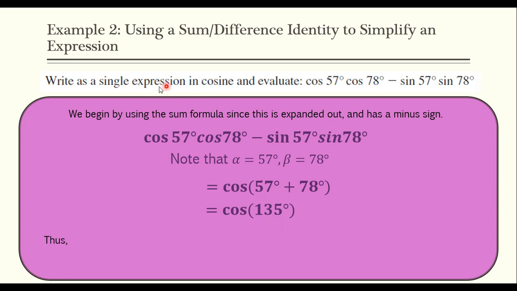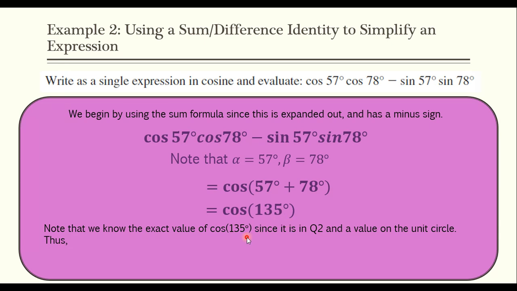So I have simplified this expression: cosine of 135, that's the first part. I wrote it as a single expression, so all of this is literally just cosine of 135 degrees. Then let's think about cosine of 135. 135 is past 90 but below 180, so it's going to live in quadrant 2.